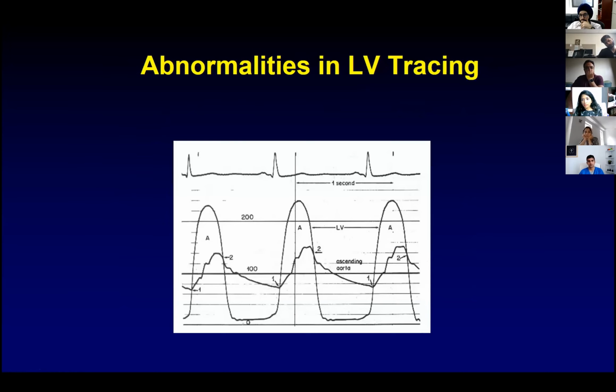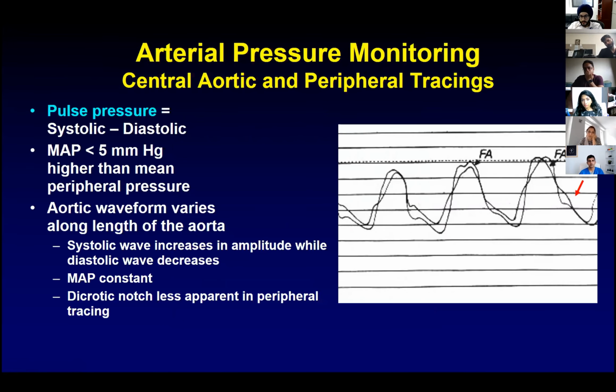Some abnormalities in the LV tracing. So here we're seeing the LV tracing and the aortic tracing overlaid on it as well. Can anyone guess what this is? Aortic stenosis. Right, so this is severe aortic stenosis. Normally your aortic systolic pressure in the aorta and the LV systolic pressure should be the same. Here you're seeing that the aortic systolic pressure is much lower than the LV systolic pressure. So you're correct, that's aortic stenosis.